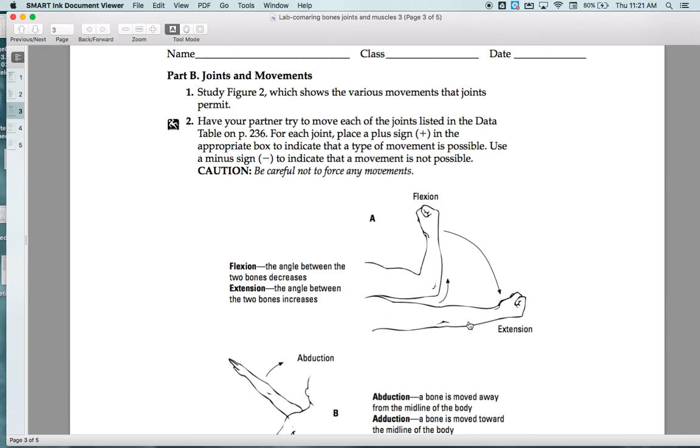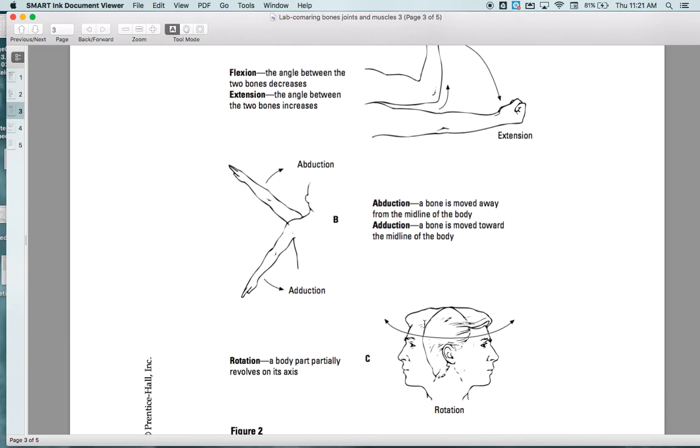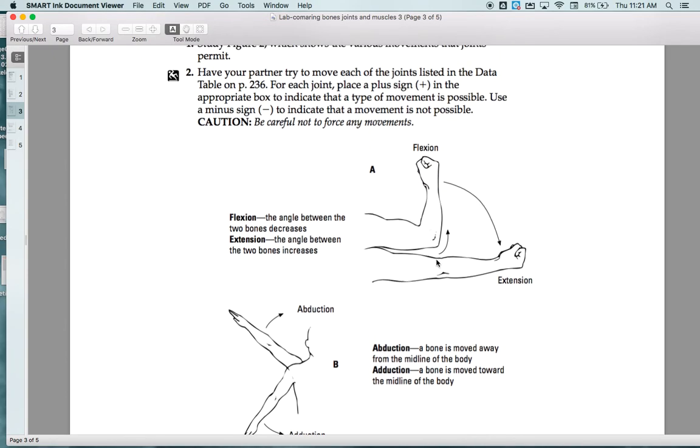It flexes and extends. But if you try to make your finger go side to side or rotate, just twist your finger, it doesn't work. So it can't do this side to side movement away from the middle of the body toward the middle of the body, and it cannot rotate. Your finger can just flex and extend, just like your knee.